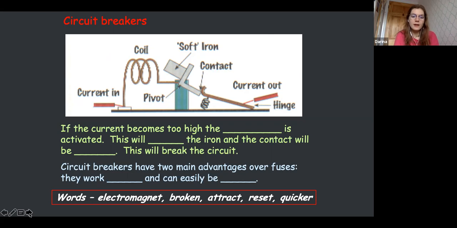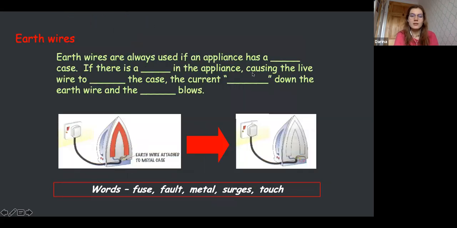So let's do a final one on earth wires. I know we talked about this. This shouldn't be too hard. So earth wires are always used if an appliance has a, what kind of case? Right, earth wires are always used when an appliance has a metal case.